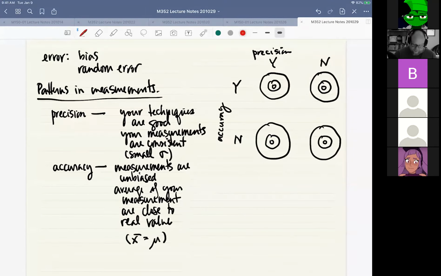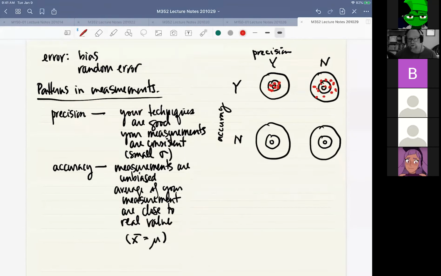If you're accurate and precise, you're going to get your darts thrown right there by the bullseye, clustered together, a nice pattern right around the bullseye. But if you're accurate but not precise, it means that your shots, on average, are at the bullseye, but they're spread out. Right? You're kind of getting in the neighborhood of the bullseye, but you don't have a good cluster.